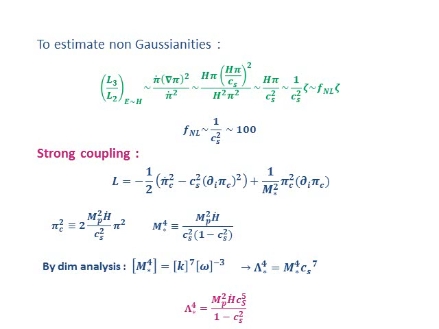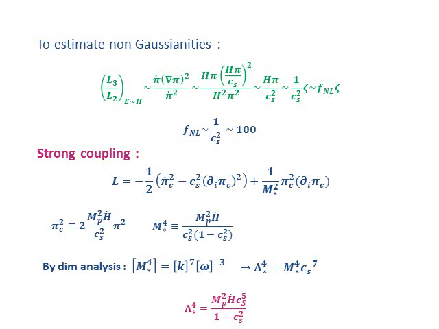But here there is one subtlety, and this is that our theory is non-relativistic. Our speed of sound can be small, and so we should check the dimensionality of this. By dimensional analysis, we see that M_star to the 4 is equal to k to the 7 times omega to the minus 3. And then it means that Lambda_star to the 4 becomes M_star to the 4 times Cs to the 7. So this would be the correct form of Lambda_star to the 4. And so if we substitute in the above, this Cs to the 7 cancels with this Cs squared, and so our strong coupling scale becomes M_p squared H dot Cs to the 5 over 1 minus Cs squared.